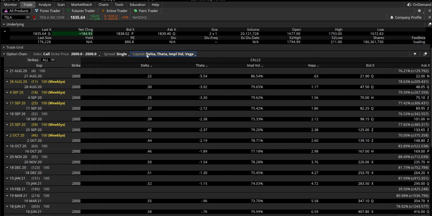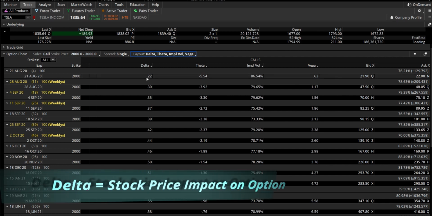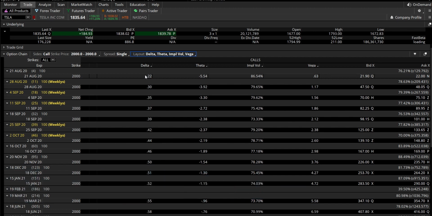cents for every dollar move in Tesla. 0.2 means it's going to move about a fifth as much as the stock. So if the stock moves up $1, this is going to move up 22 cents, as an example. Think of it like that.